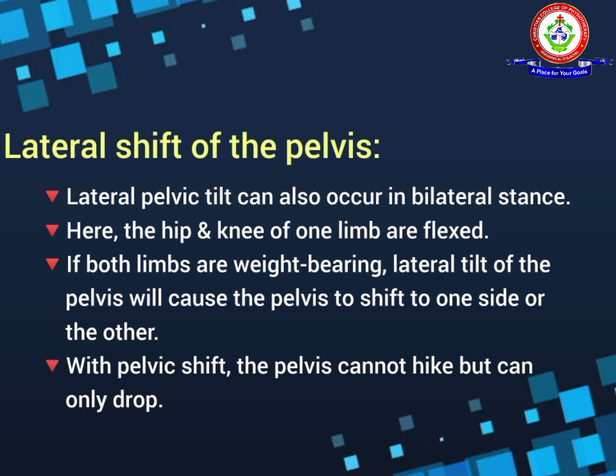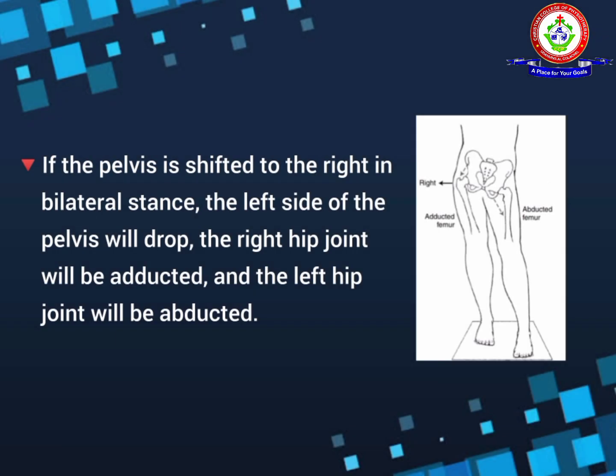Here, the hip and knee of one limb are flexed. If both limbs are weight bearing, the lateral tilt of the pelvis will cause the pelvis to shift to one side or the other. Here in pelvic tilt, the pelvis cannot hike but can only drop. If the pelvis is shifted to the right in bilateral stance, the left side of the pelvis will drop, the right hip joint will be adducted and the left hip joint will be abducted.